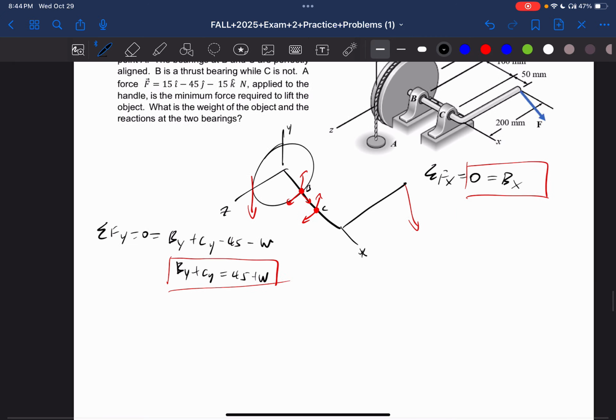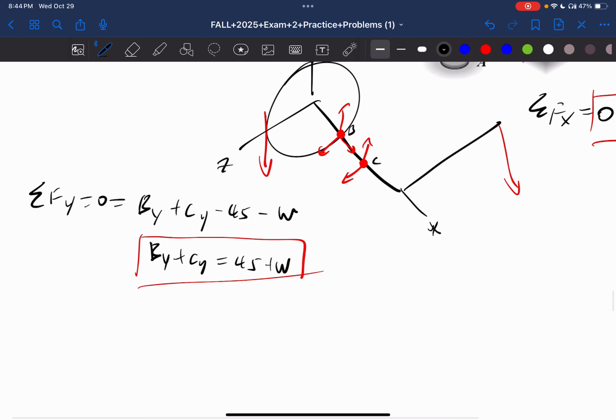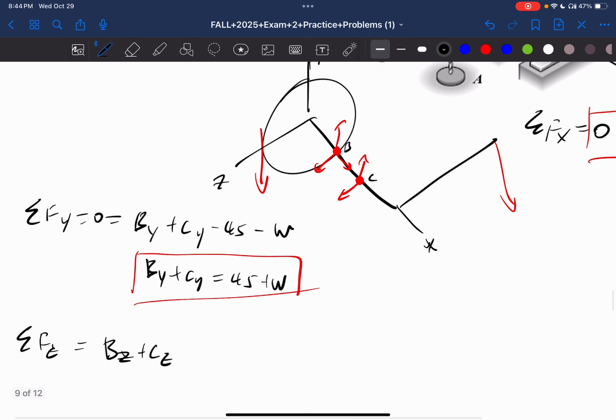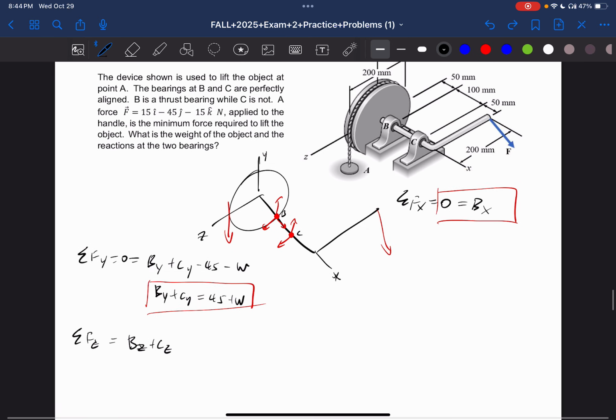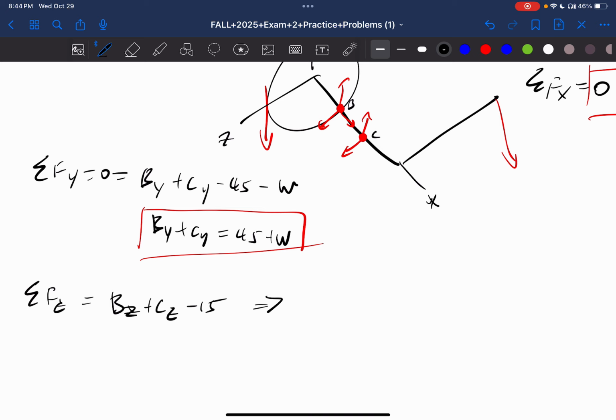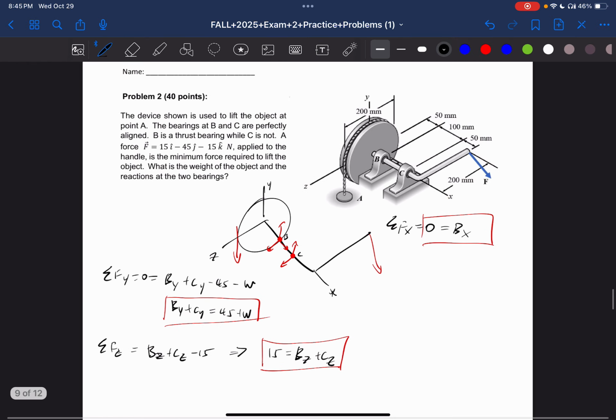Sum of the forces in the z direction is going to be equal to Bz plus Cz, and then the z component of this, which is negative 15. So we're going to get 15 is equal to Bz plus Cz. And let's do the moments x, moments y, moments z, because we can't really solve for any of this right now.